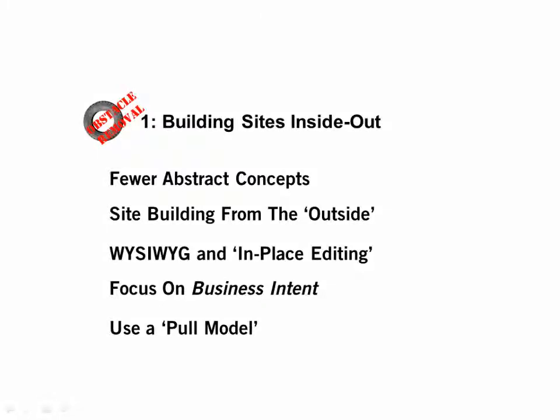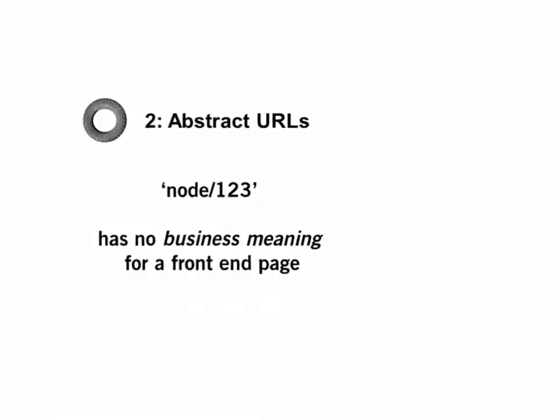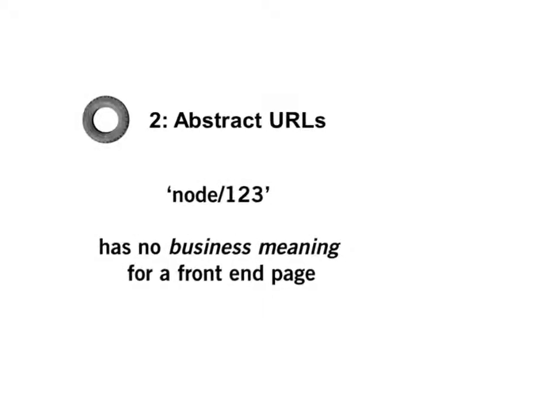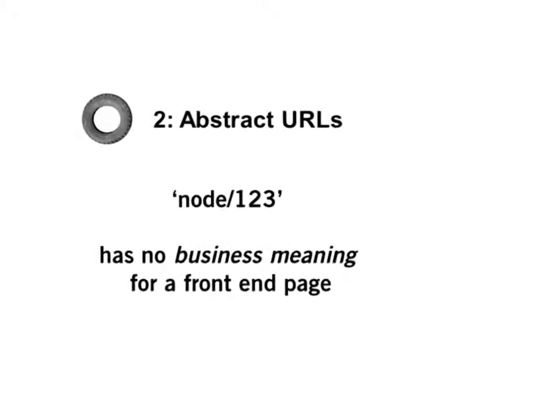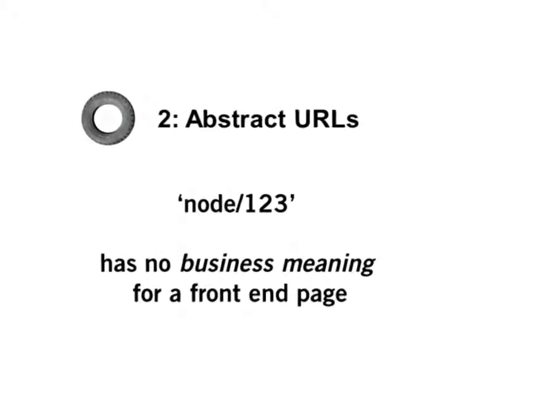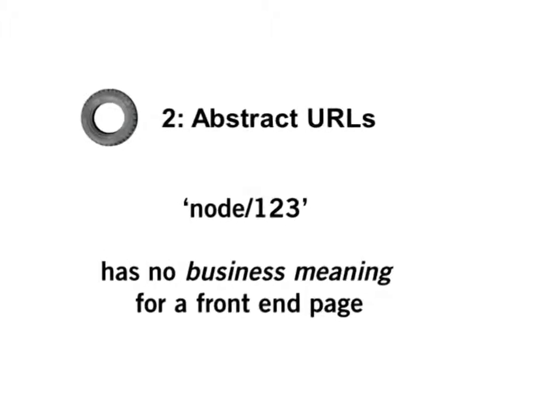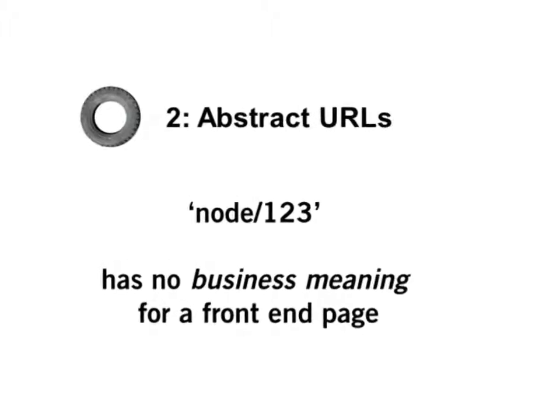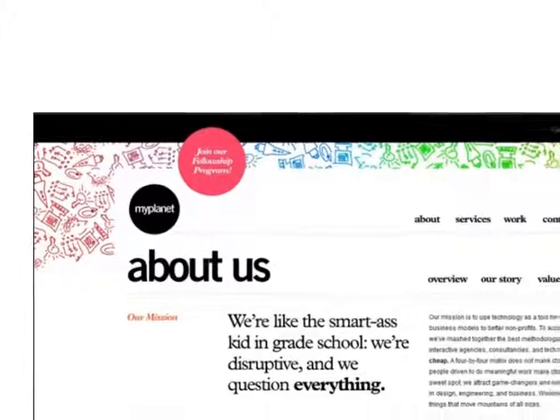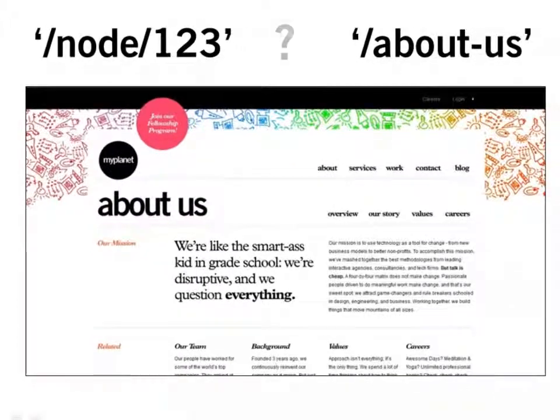What's it there for? And that brings us to the second major obstacle, abstract URLs. A URL, of course, is a path or a web address. A typical path form for Drupal is this node/123, where 123 represents a unique identifier for a node or a piece of content. But it really has no meaning from the point of view of business intent. It's sort of an implementation aspect that's leaking out into the user's consciousness.